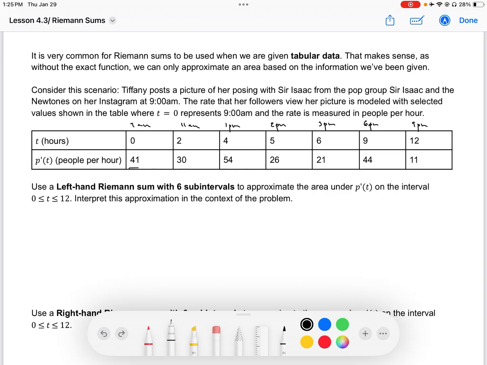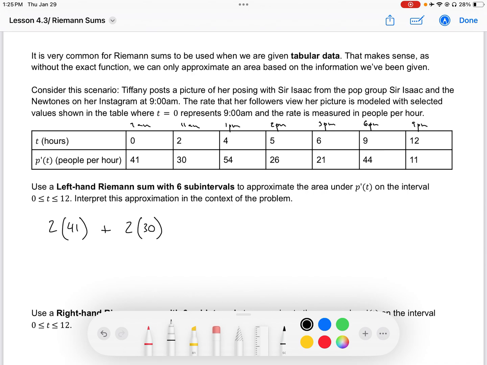And then our heights, we're going to use the left-hand side of this subinterval. So the mathematics is very simple. It's just a matter of setting it up. Okay, our first subinterval was 2 hours from 0 to 2, and we're going to use 41 people per hour as our height of that rectangle. Then our next subinterval also had a width of 2 or a time of 2 from 11 a.m. to 1 p.m. or 2 to 4. And we're going to use, again, the left-hand value for that subinterval.